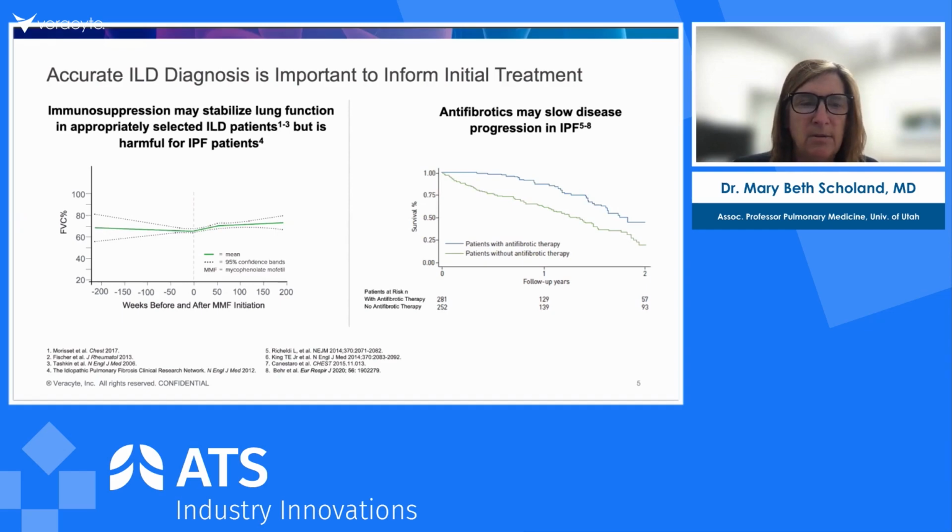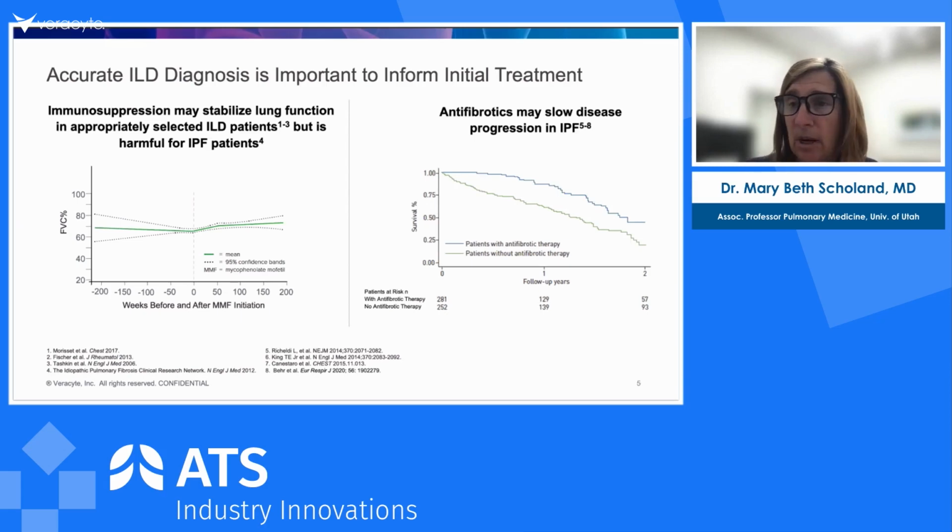These two graphics from studies that have been done over the years highlight, I think, some of the more important aspects of how therapy can alter disease. You see here on the left-hand side, a graph of using mycophenolate or CellCept in the setting of connective tissue disease-related interstitial lung disease. And when we use this medication in these connective tissue disease-related ILDs, we can slow the progression or even improve patients' lung function.